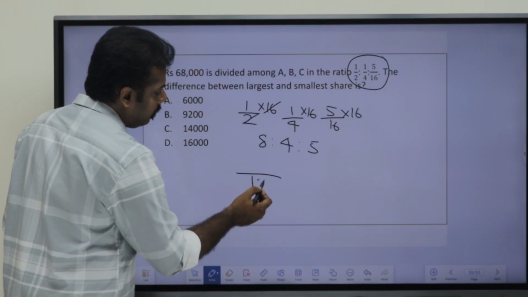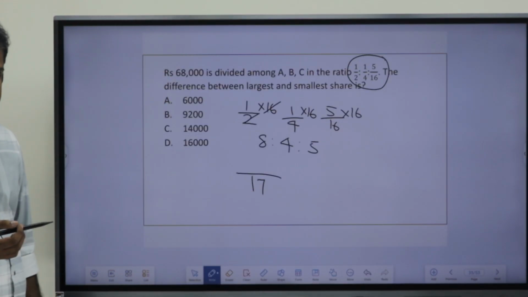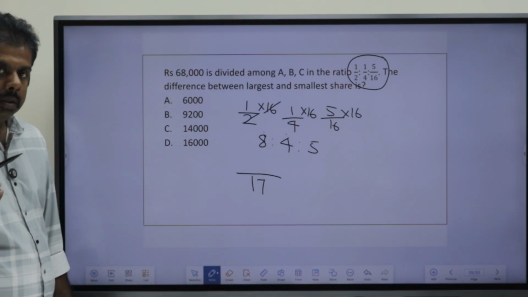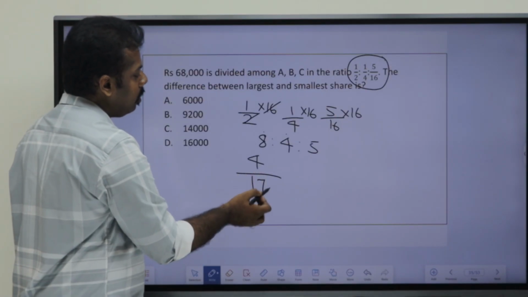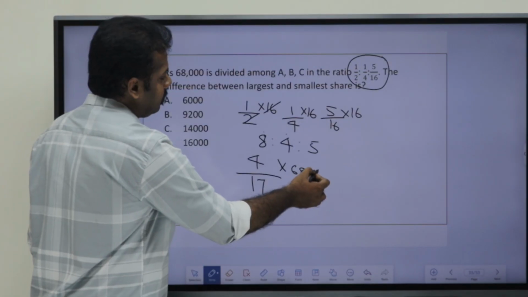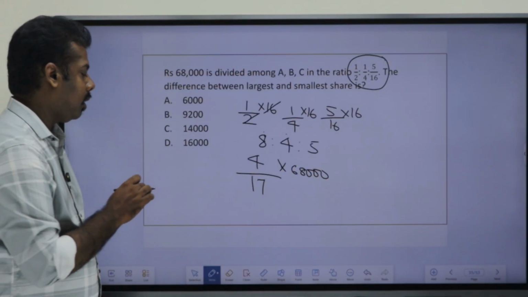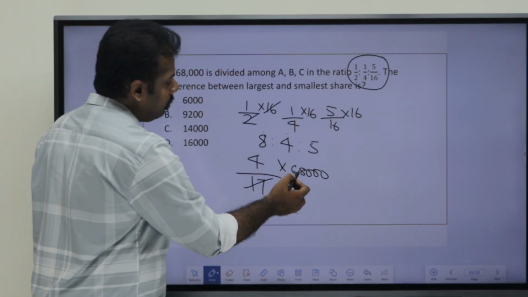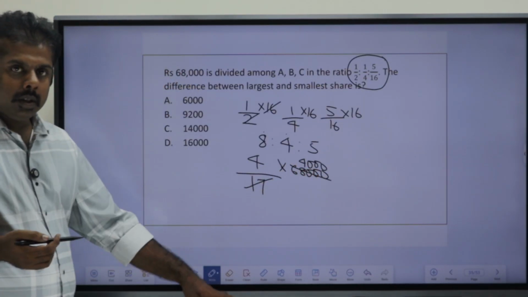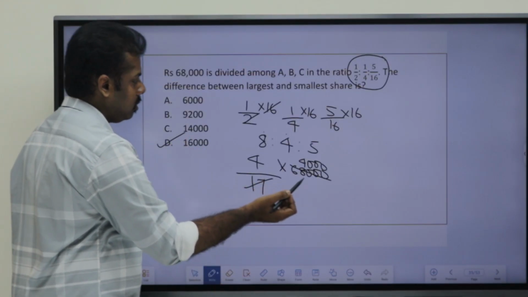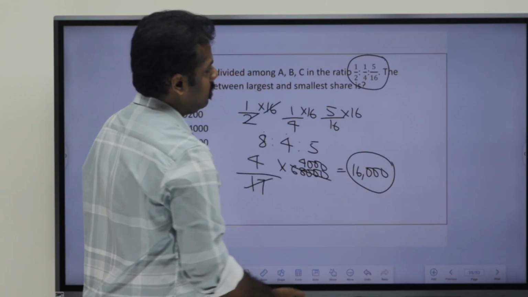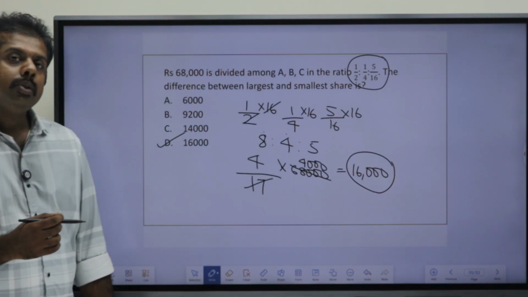Out of 17, we need to find the value of largest and smallest share. So largest share in ratio has to be 8. Smallest has to be 4. So difference is 4. So out of 17, 4 into total. Total is what here? 68,000. Now just calculate the values. 17 4s are 68, so 68,000 will be 4,000. So 4,000 into 4 is what? 16,000. So here the final answer will be 16,000. I hope that you got the solution here as well.